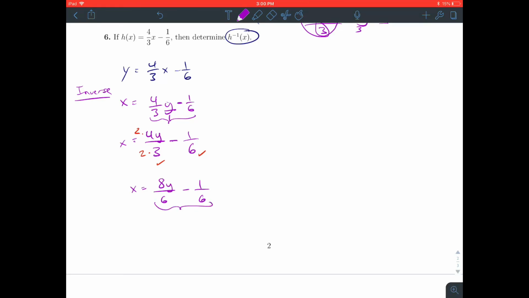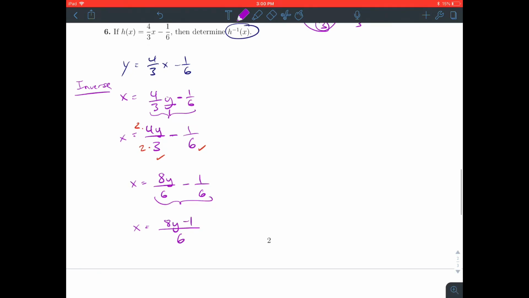Now that I have common denominators, I can combine these. That gives me x equals (8y minus 1) over 6. And I can't actually combine 8y and minus 1 because they're not like terms, but we can write them as a single fraction as below.